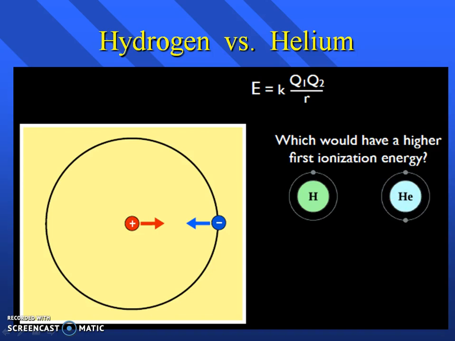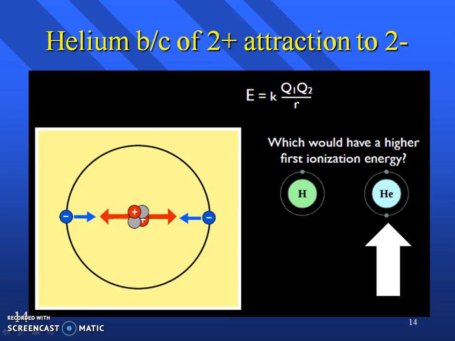So between hydrogen and helium, which one has a higher ionization energy? Well, helium is going to, because it's a 2-on-2. It's 2 positives in the nucleus attracted to the 2 negatives on the outside in the energy levels. And so that attraction between 2 against 2 is going to be stronger than a 1 against 1 in hydrogen, making that first ionization energy higher in helium.